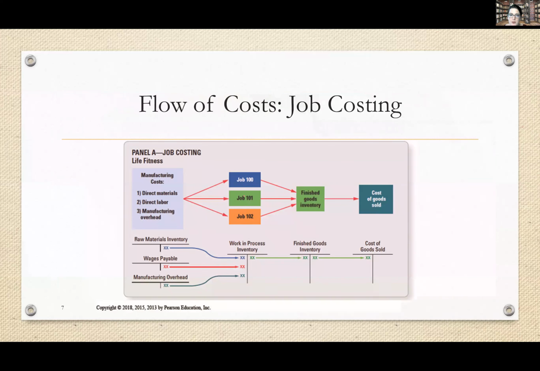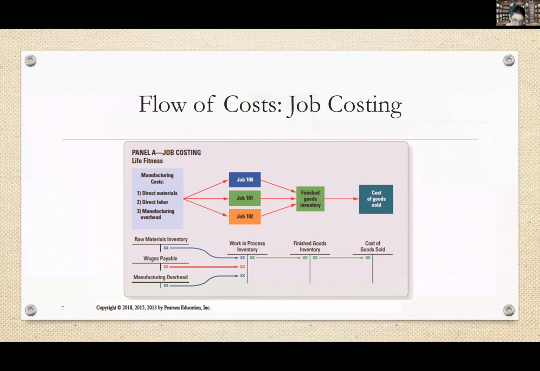So let's take a little look here. Okay, so this panel shows an example called Life Fitness Job Costing System. And notice that it has a single work in process inventory control account that's supported by individual job cost records for each job that's being worked on. So Life Fitness is going to assign direct materials, direct labor, and manufacturing overhead to individual jobs. So we see those job 100, 101, and 102. When it's finished, the costs are going to flow directly into that finished goods inventory. When the job is sold, that's when the cost flows out of the finished goods inventory into cost of goods sold.